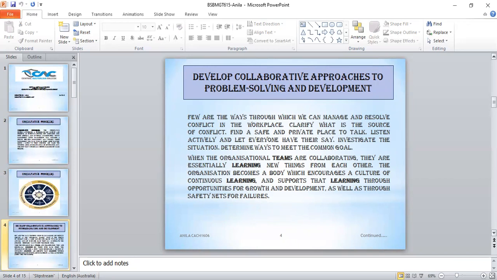Then comes the next slide, which is about developing collaborative approaches to problem solving and development. A few other ways through which we can manage and resolve conflict in the workplace: clarify what is the source of conflict, find a safe and private place to talk, listen actively, and let everyone have their say. Investigate the situation, and determine ways to meet the common goal. When the organizational teams are collaborating, they are essentially learning new things from each other. The organization becomes a body which encourages a culture of continuous learning and supports that learning through opportunities for growth and development, as well as through a safety net for failures.